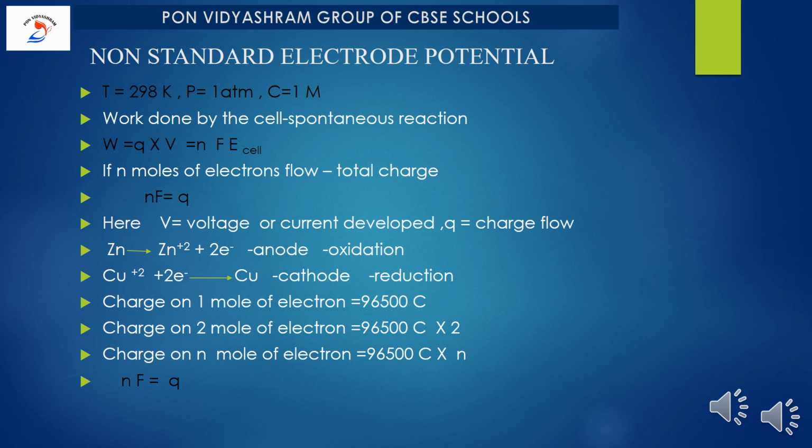Remember, for the galvanic cell, we know that it is a spontaneous reaction and work is done by the cell. When work is done by the cell, it is a spontaneous reaction. So, work will be done by the system, and the energy of the system will be reduced. Now, W is equal to Q into V. Here, V is the developed potential and Q is the charge flow.